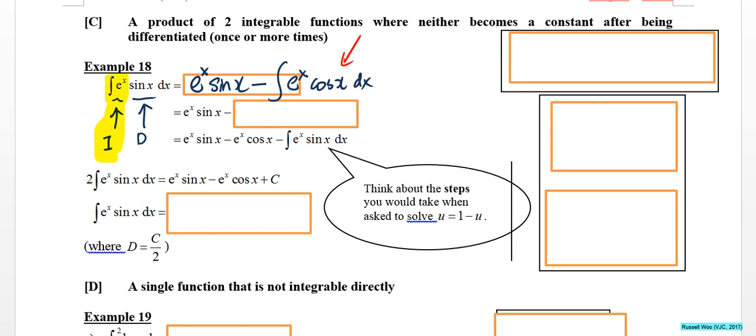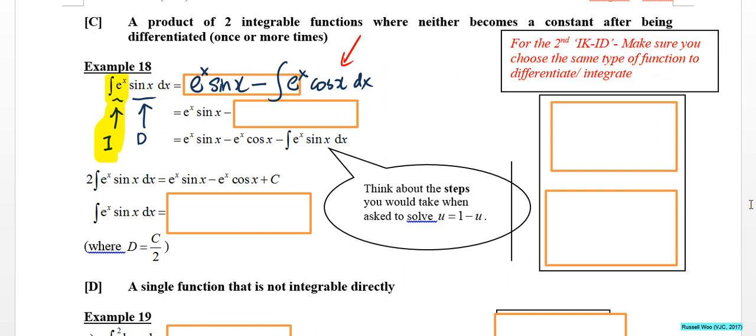But I want to highlight one thing. For the second IKID, you better make sure you choose the same type to integrate and differentiate. What do I mean? That means you will integrate this again, and you choose to differentiate cosine x. Same type as the first IKID. You all follow what I'm saying? Yes? So I'm going to do IKID one more time.